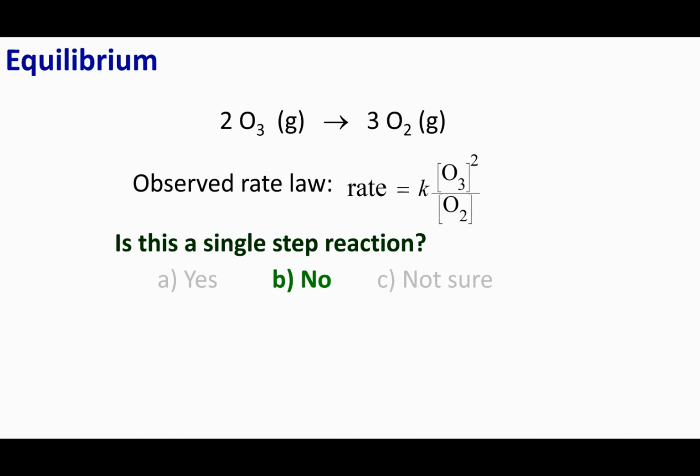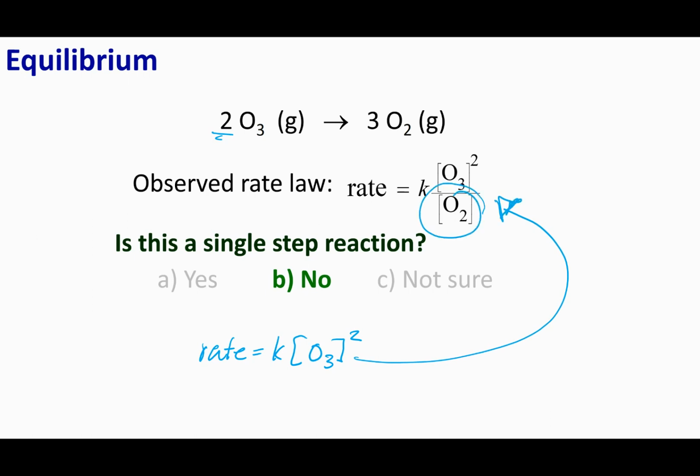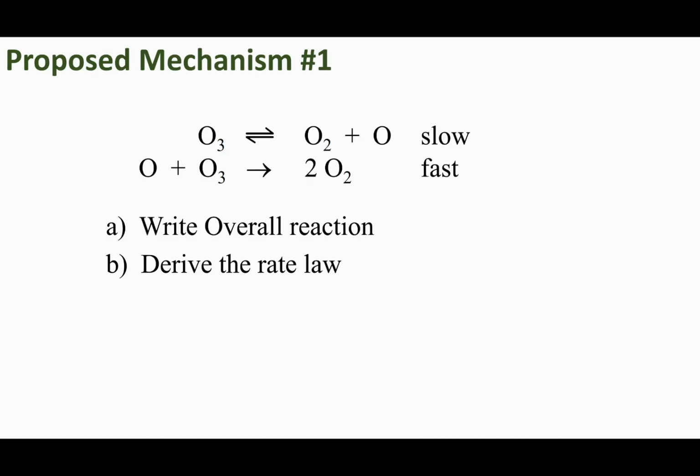Hopefully you came to the conclusion that this does not occur in a single step. Because if it occurred as a single step, I could write the rate law based on the overall reaction's molecularity. That would be the rate equals k times O3, and I see a 2 there, so that is squared. That's close to the experimental rate law, but you notice that there's something on the bottom of that rate law. So this has to occur in a multi-step process. Let's propose a new mechanism.